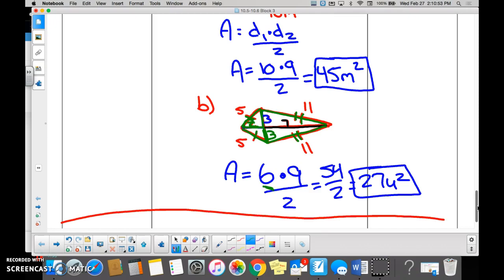This is hard to read, I understand, but this part of the diagonal was 2, and this part of the diagonal was 7. So what is 2 plus 7? 9. So you multiply them together and divide by 2, and we got 27 units squared for that. A huge mistake that kids make is you are given one of the parts of the diagonal and you forget to add in the second. Don't forget that one, right? Questions?